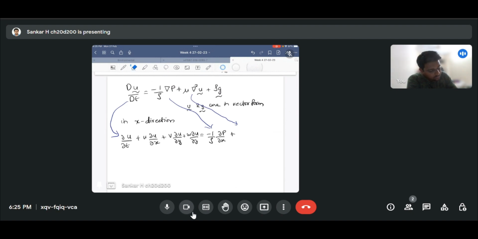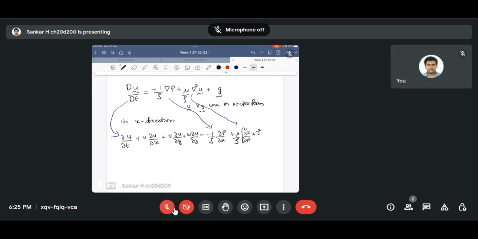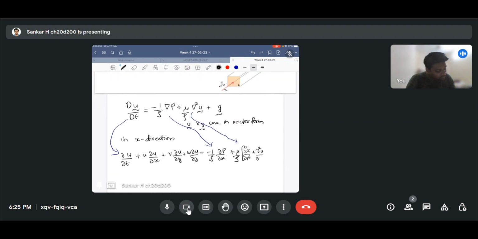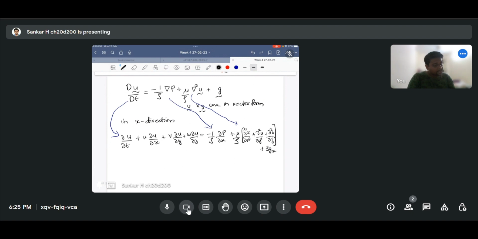Sorry, there's a small mistake in one of the equations I wrote. It will be mu by rho times dou square u by dou x square plus dou square u by dou y square plus dou square u by dou z square, plus rho into gx, the component of the gravitational force in the x direction, and this is basically the momentum balance in the x direction.